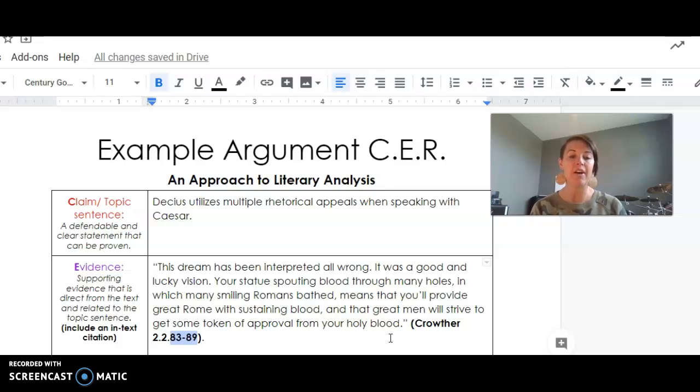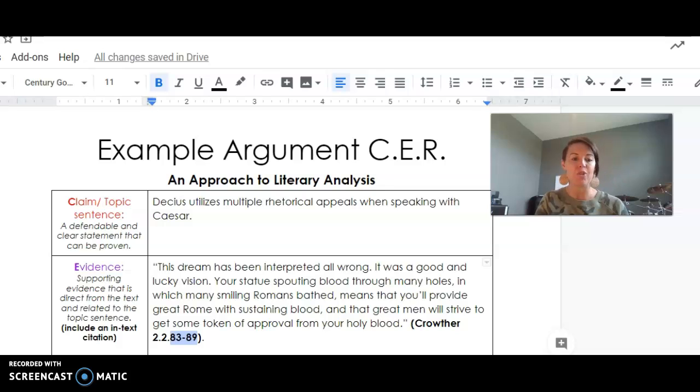It was a good and lucky vision. Your statue spouting blood through many holes in which many smiling Romans bathed means that you'll provide great Rome with sustaining blood, and that great men will strive to get some token of approval from your holy blood. So this is Decius appealing to Caesar's emotions. And we'll talk a little bit more about that here in just a second.